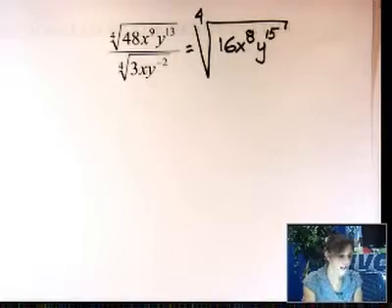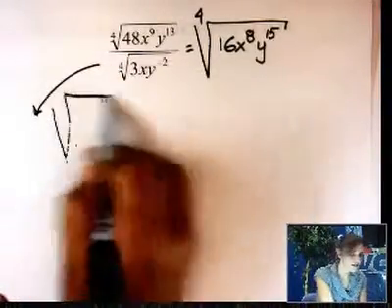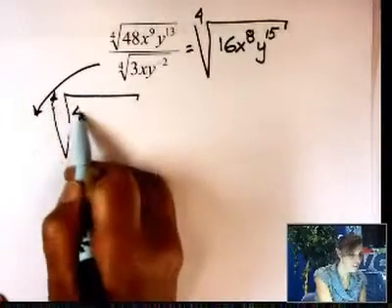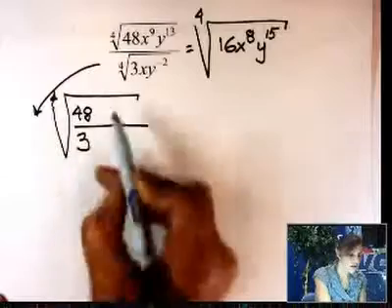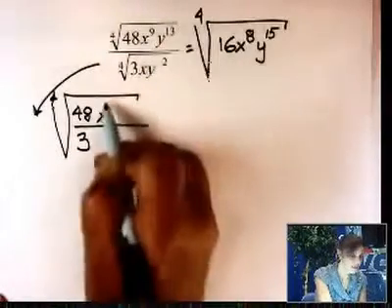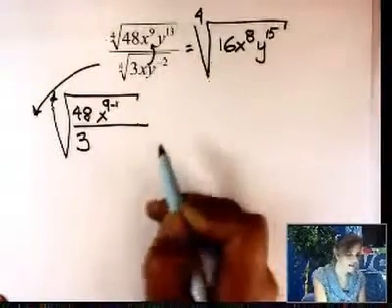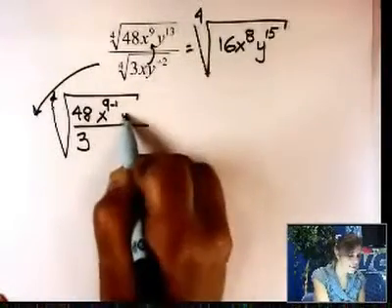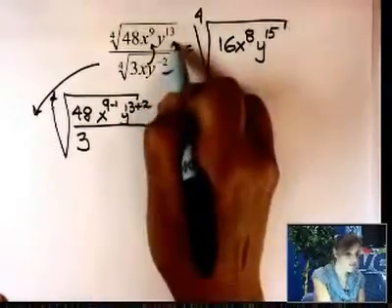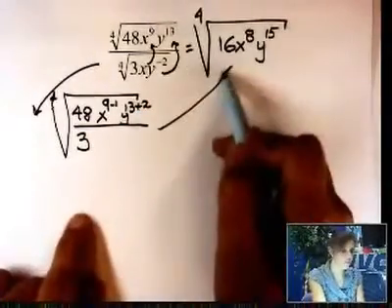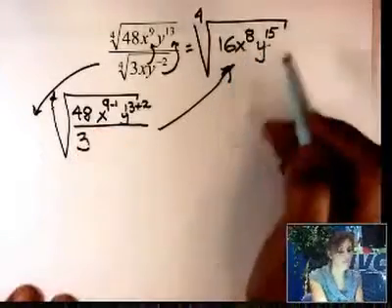Okay. Now, you can have this intermediate step, so let me write this down. Let's see. This may be too fast. 48 over 3. So you have x. You have 9 minus 1 when this x moved up. And this one is 13 plus 2 when this moved up. So that will give you 16, x to the 8, y to the 15.